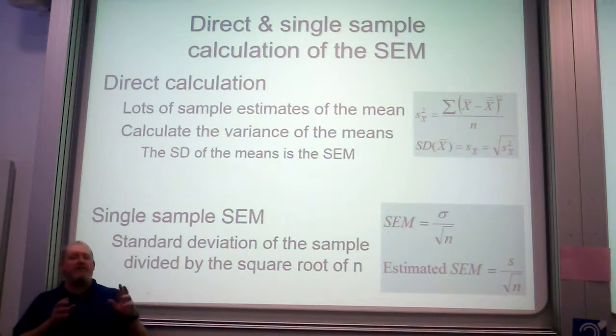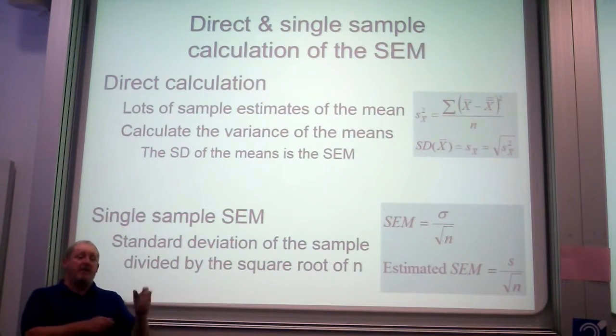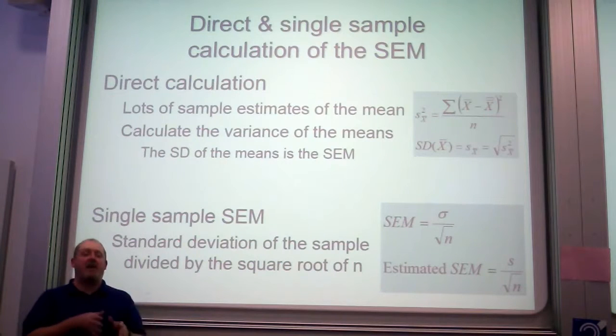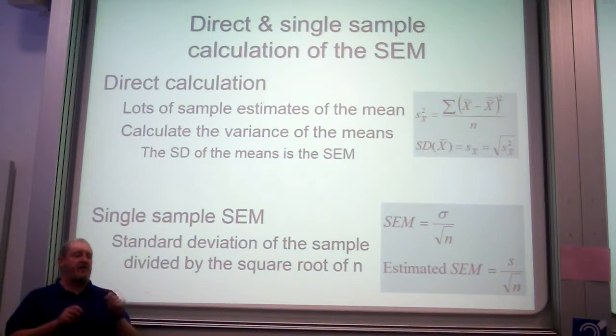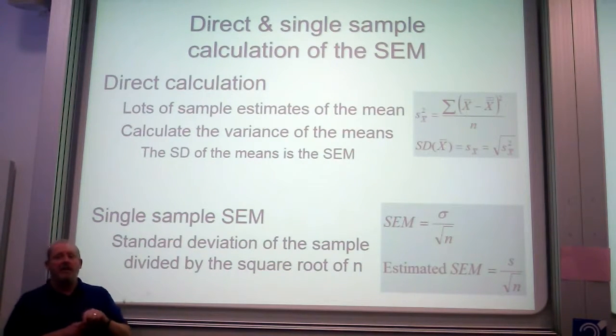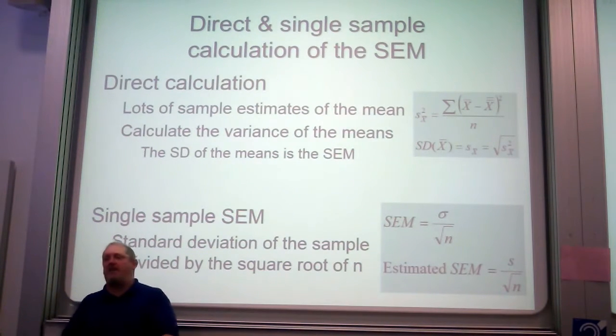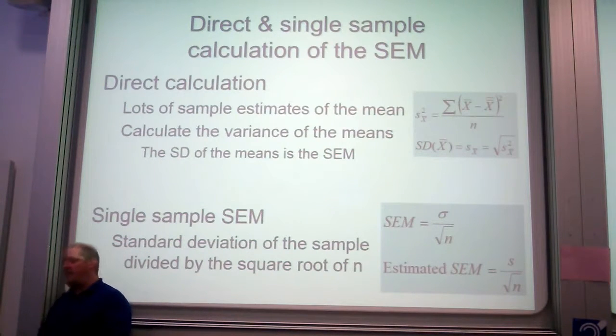So we can imagine doing a direct calculation. We get a sample, we have a sample mean. We get another sample under identical conditions, and we get another estimate of the sample mean, and so on. And we can just calculate the standard deviation of those sample means.